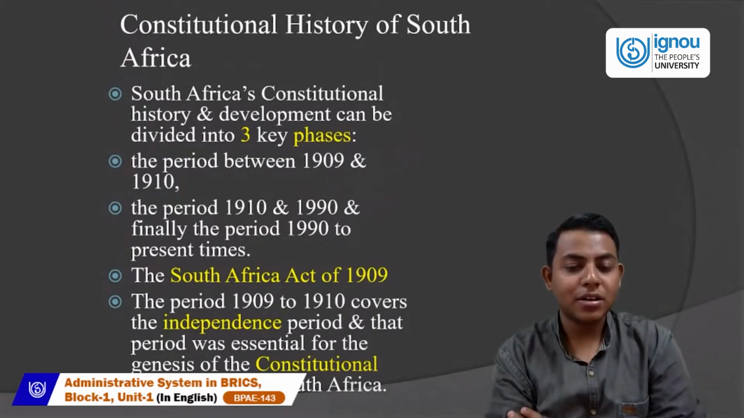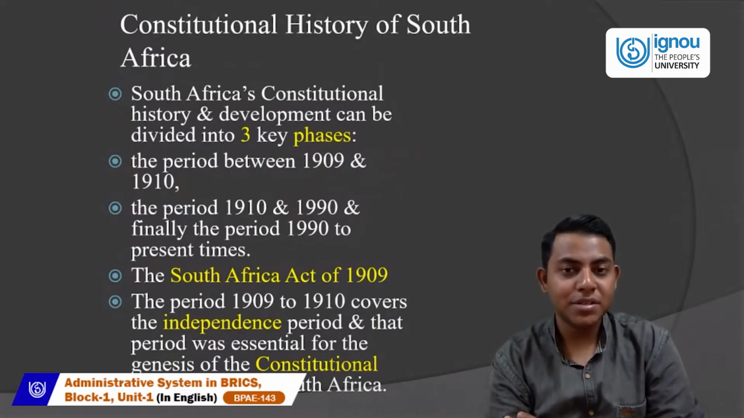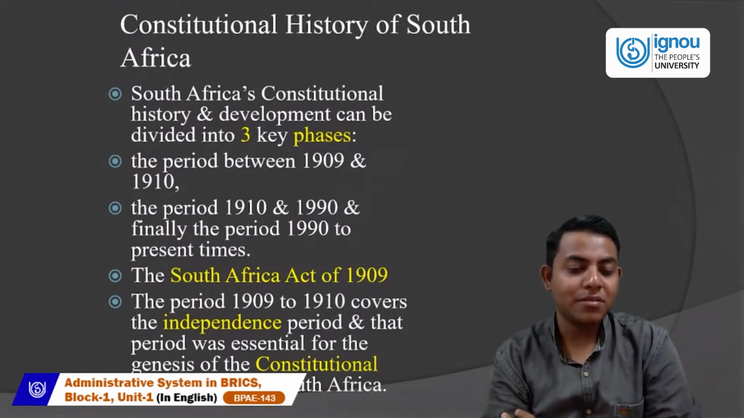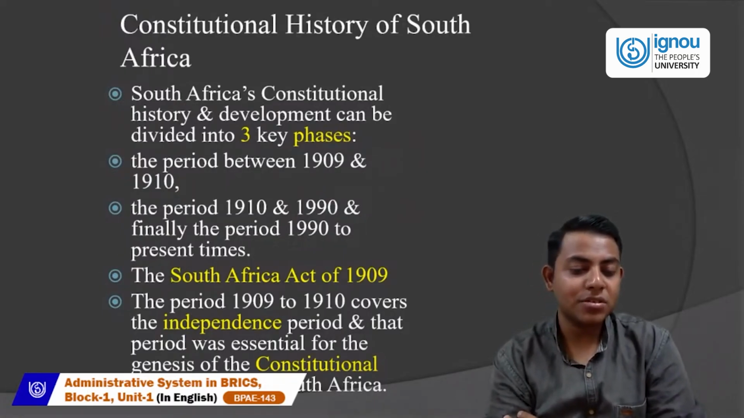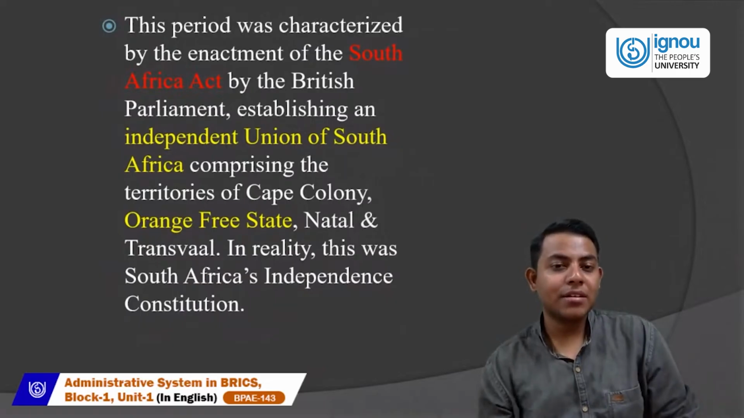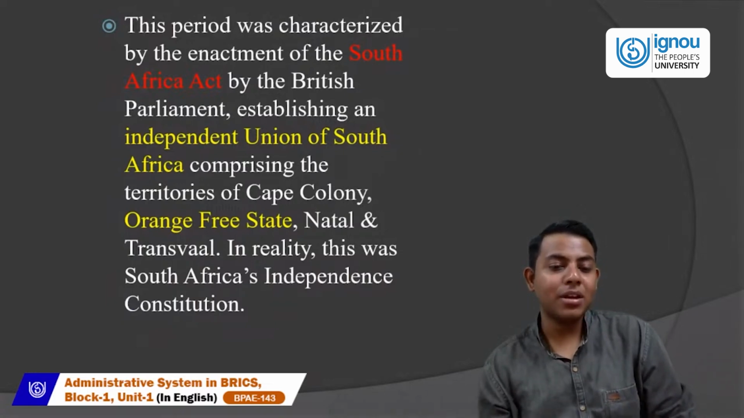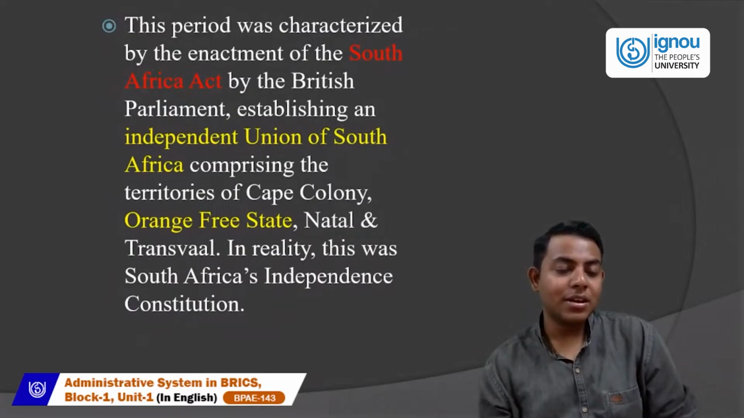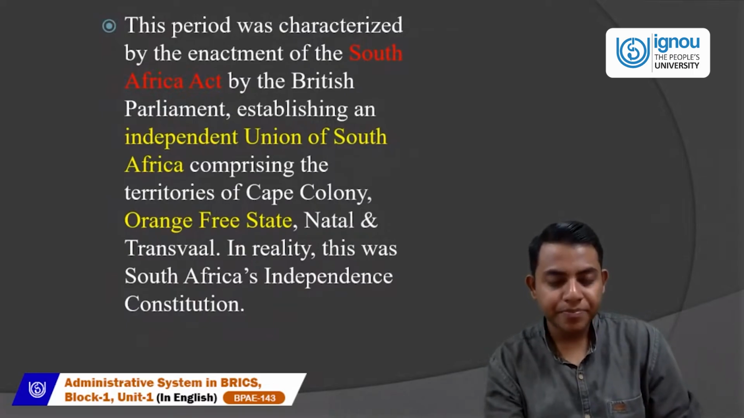So the South Africa Act of 1909, let us discuss that. The period 1909 to 1910 covers the independence period of South Africa, and it was essential for the genesis of the constitutional development of South Africa. This period was characterized by the enactment of the South Africa Act by the British Parliament, which established an independent union of South Africa, comprising the territories of Cape Colony, Orange Free State, Natal and Transvaal. In reality, this was South Africa's independence constitution.